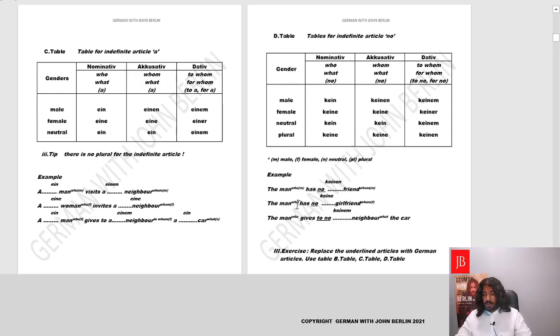Going to the next one, the man has no girlfriend. So, whom does the man not have? A girlfriend. Girlfriend is feminine. So, keine Girlfriend. Yes, the man has keine Girlfriend. Der Mann hat keine Frau. Keine Girlfriend.